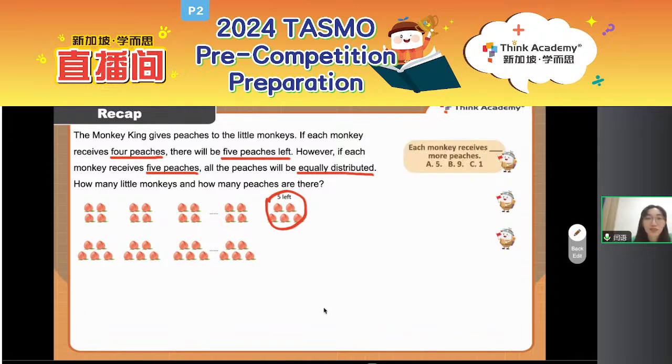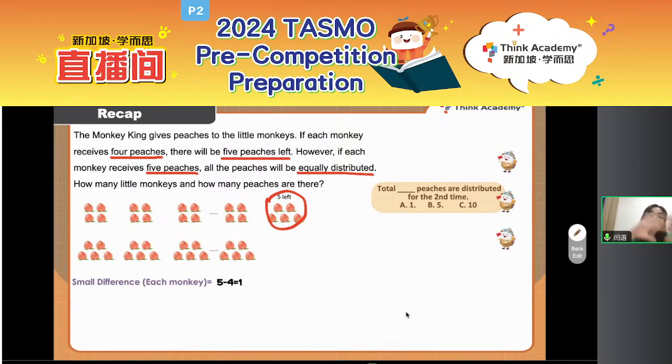For the first one, think about it. You just compare these two cases. So for each monkey, how many more peaches will it receive here? In the first case, each monkey receives 4 peaches. In the second case, each monkey receives 5 peaches. So actually, what is the small difference? You just compare these two cases. Correct, okay. So now you see that each monkey will receive 1 more peach, right? So what is the small difference? Now for this part, can you understand? 1 more, right?